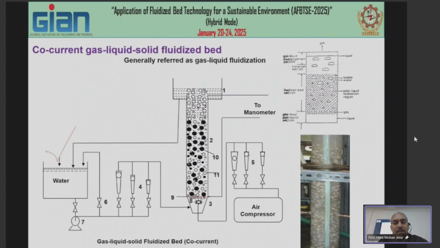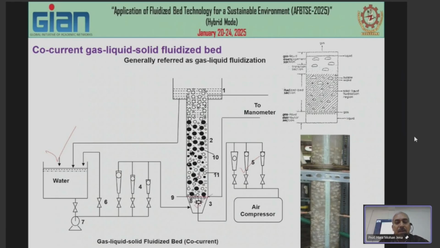Then the gas phase is air used here. So from the air compressor, the air is entering the vessel, and the air flow rate is measured again using a rotameter for a laboratory setup, but this can also be measured using other flow meters. And the gas is dispersed into the vessel with one sparger.